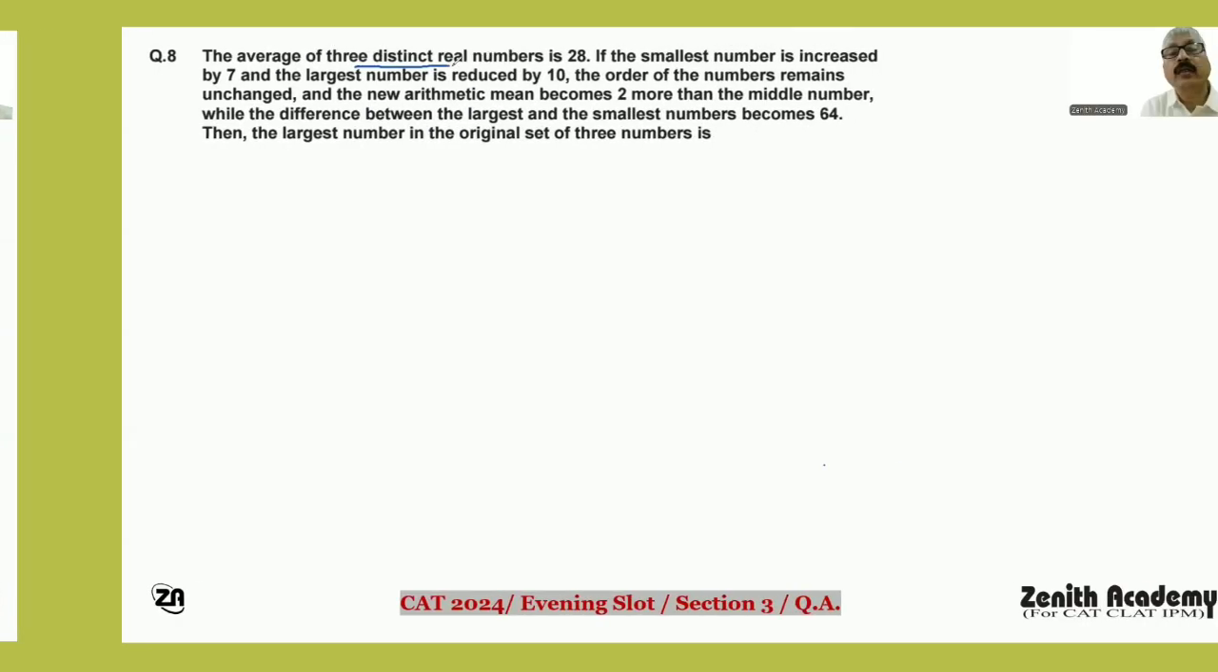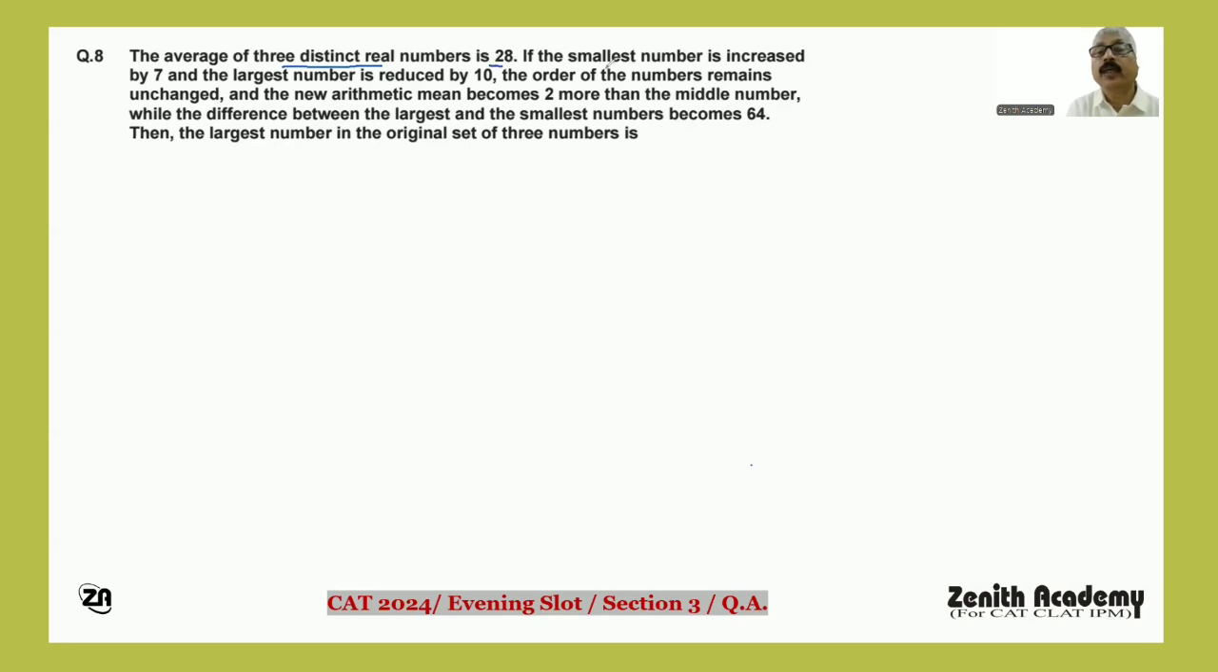को कर लिया। The average of three distinct real numbers is 28. If the smallest number is increased by 7 and the largest number is reduced by 10, the order of the numbers remains unchanged, and the new arithmetic mean becomes 2 more than the middle number, while the difference between the largest and the smallest numbers becomes 64, then the largest number in the original set of three numbers is, this is your question.